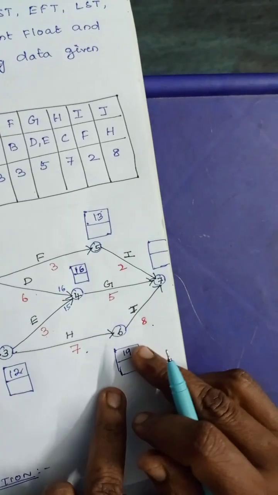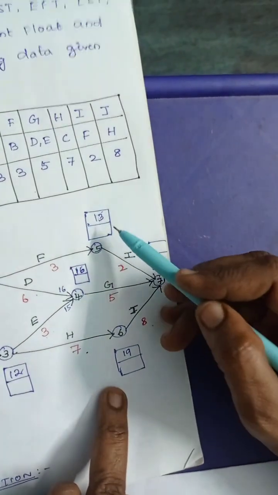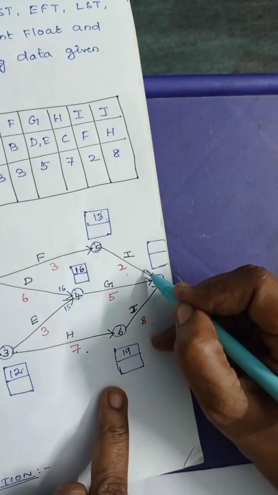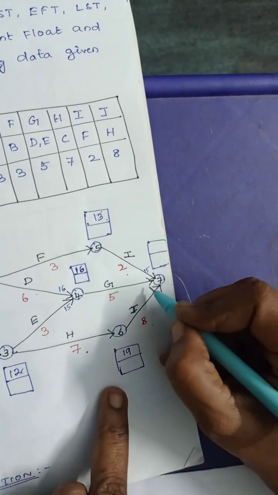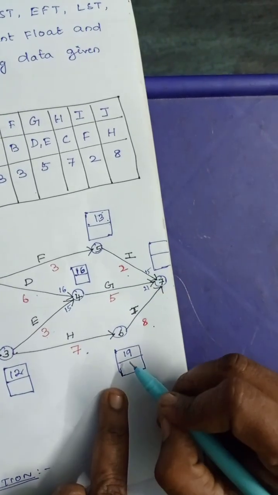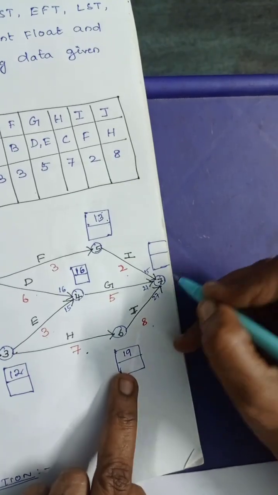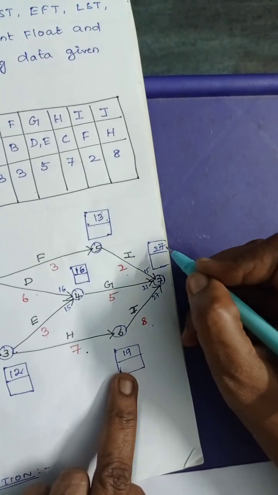Here you have three nodes. The first one is 13 plus 2, which is 15, and here you have 16. 16 plus 5 is 21, and here you have 19 plus 8, which is 27. So the maximum among these is 27.